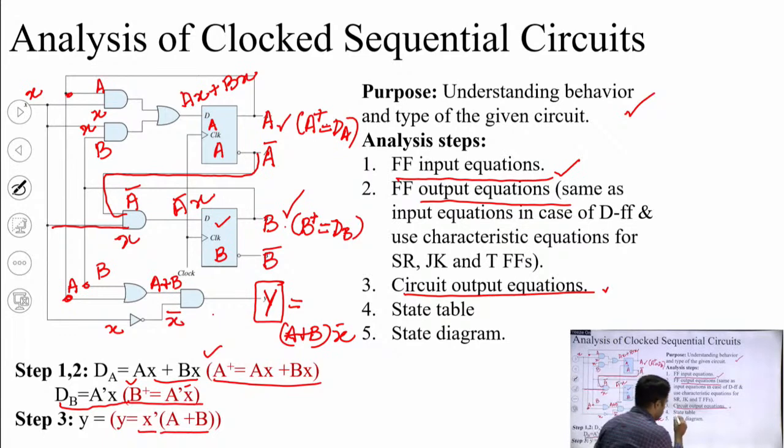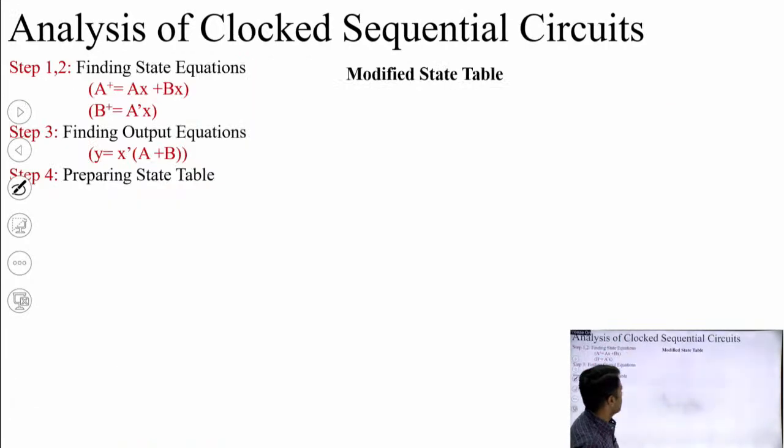Now I am proceeding to the 4th step, which is the most important step. These 3 are the basic steps, and if I am able to perform this 4th step correctly, then 90% of the question is taken care of. So let's prepare the state table. I have again mentioned these 3 expressions: A plus is equal to AX plus BX, B plus is equal to A bar X, and the final output Y is equal to X bar into A plus B. Now preparing the state table.